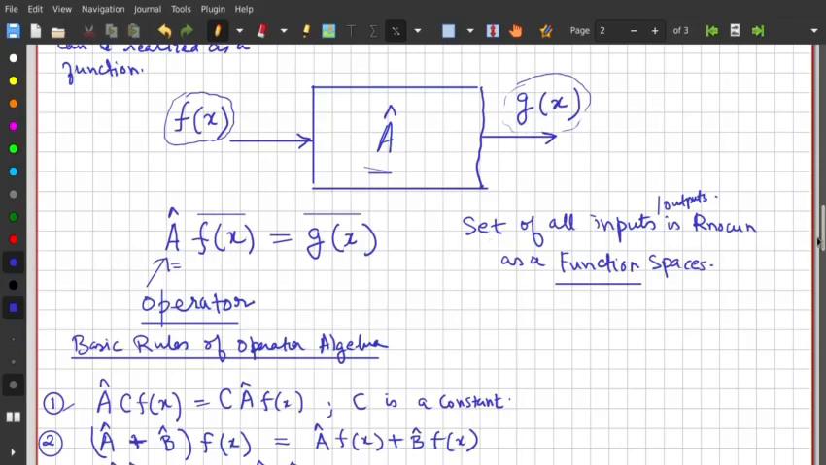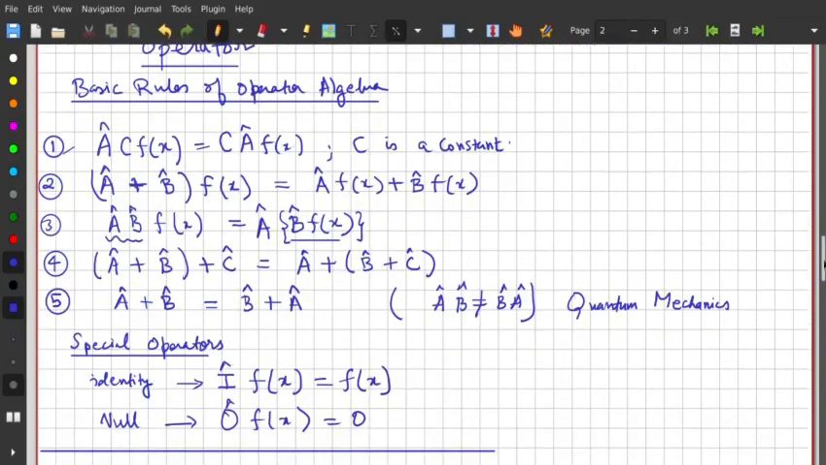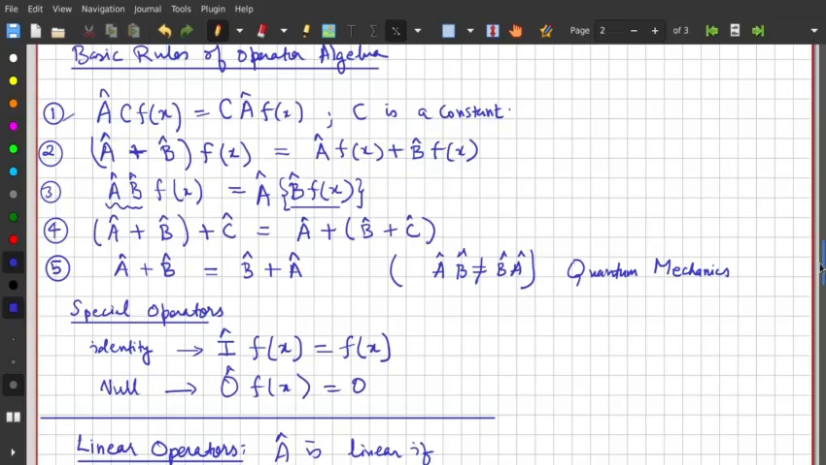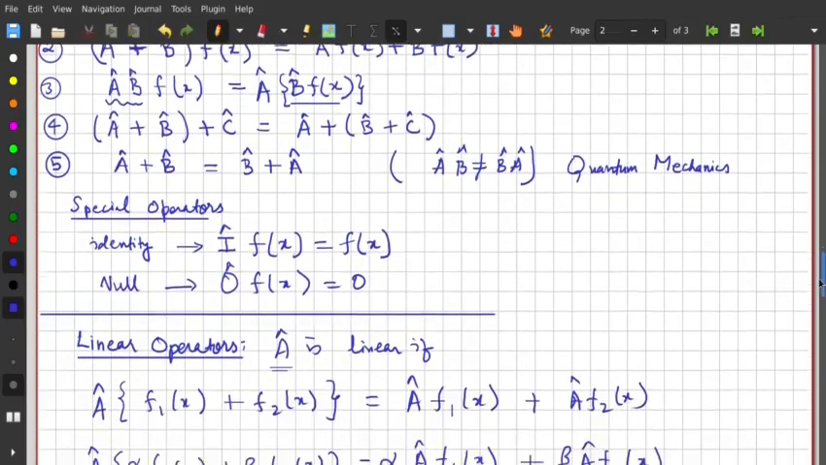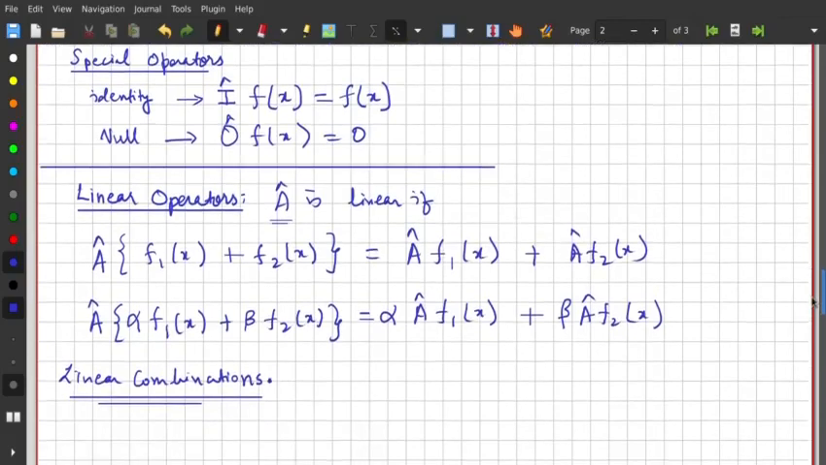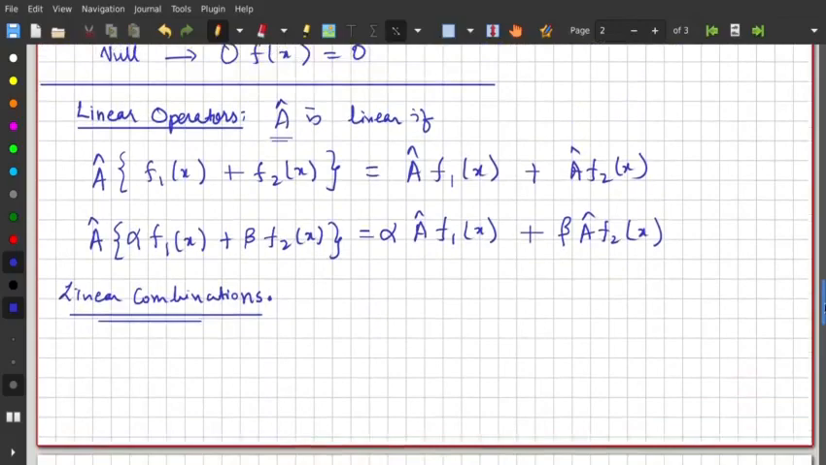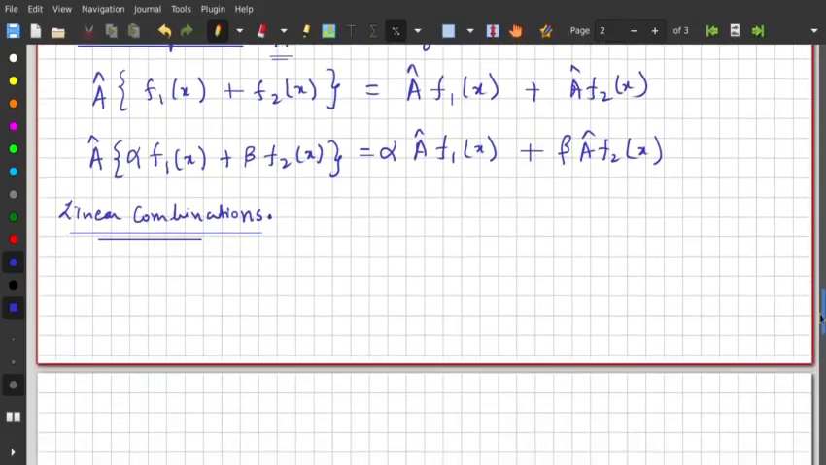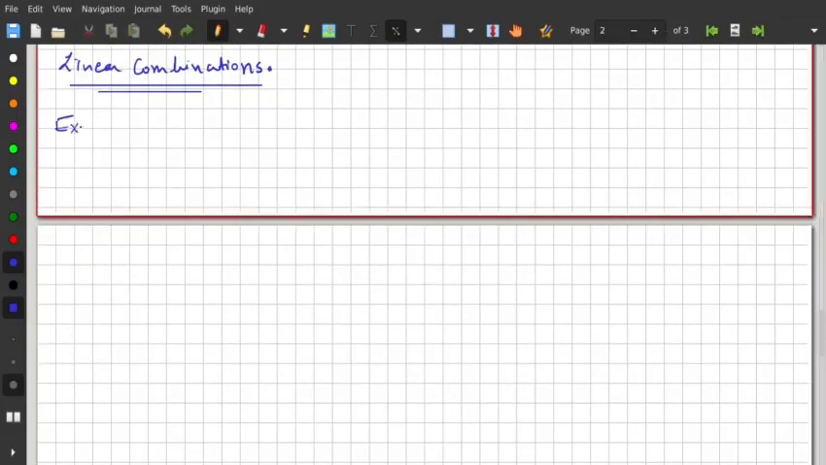Okay, and then we covered some basic rules of operator algebra, where we said that with respect to basic operations like addition, operators are associative and commutative. Okay, and then we said two special operators, the identity operator and the null operator. We understood the concept of linearity of operators. Okay, so we'll take some examples right from here so that we get more clarity on what we mean. So let's take the first example.